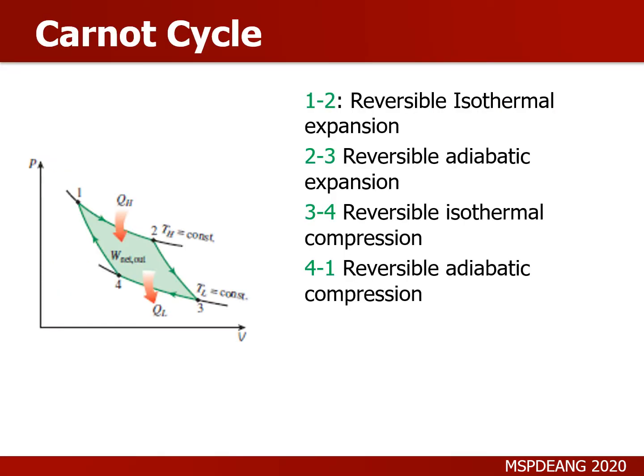Recall from our previous discussions that for any power cycle or any work producing cycle, the Carnot cycle or the Carnot engine has the highest possible thermal efficiency for any cycle operating between two temperatures. So first, let us try to investigate if we can run the Carnot cycle using steam as our working fluid.